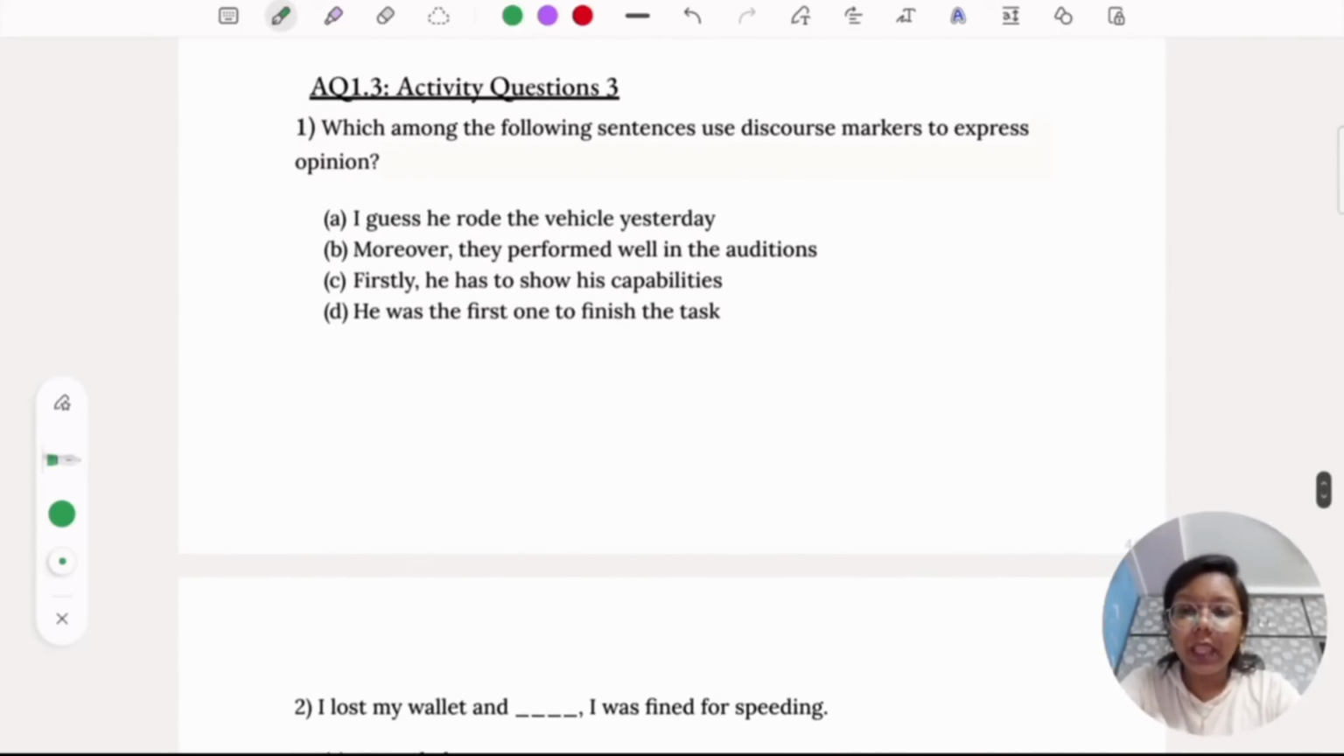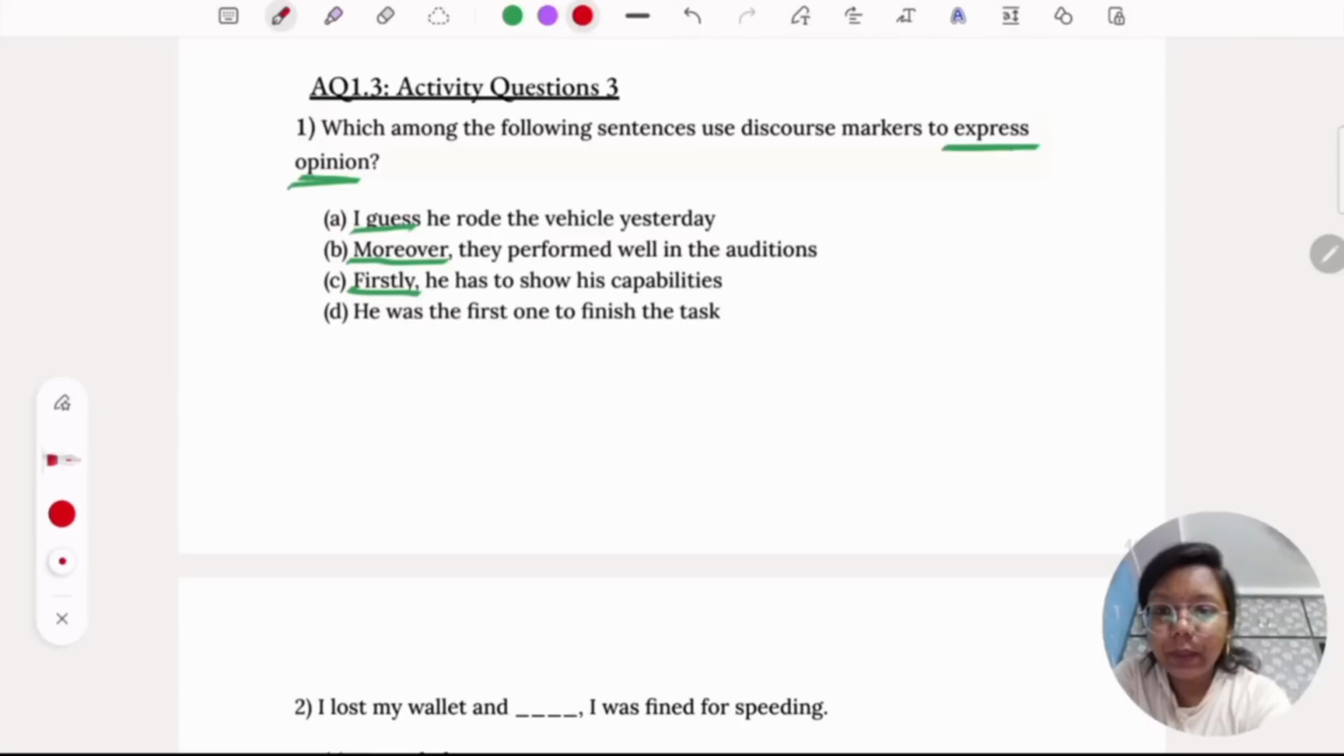The first one is, which among the following sentences use discourse markers to express opinion? I guess he rode the vehicle yesterday. Moreover, they perform well in the auditions. Firstly, he has to show his capabilities. He was the first one to finish the task. So the answer is A. I guess is used to express opinion, because moreover is used to add something, and firstly comes under a sequential discourse marker. So the answer is A.